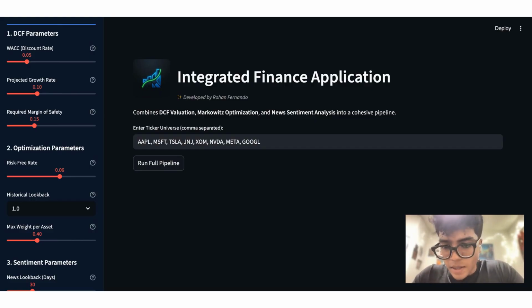The key thing I want to highlight is that these three components aren't independent, they're connected. The output of step 1 feeds directly into step 2, and step 2's output feeds into step 3. I'll demonstrate that cross-component integration throughout this walkthrough. Let me open the app. As you can see, this is the dashboard.